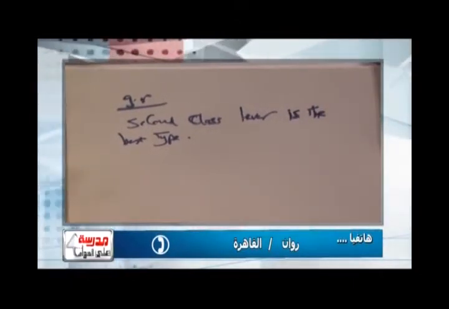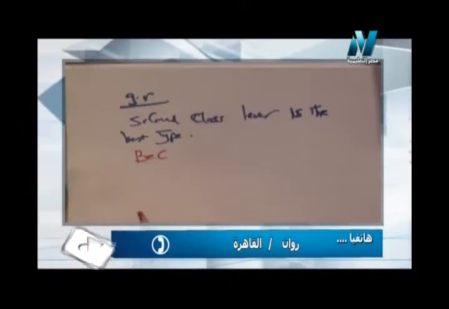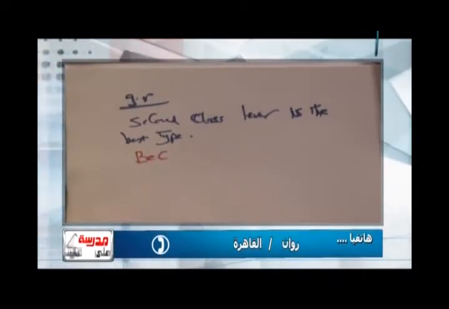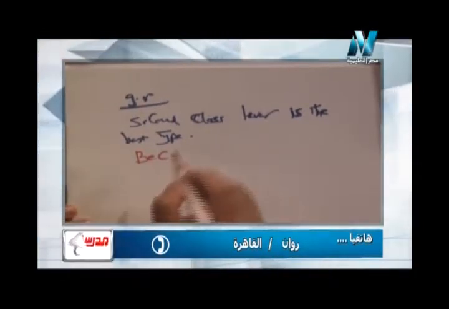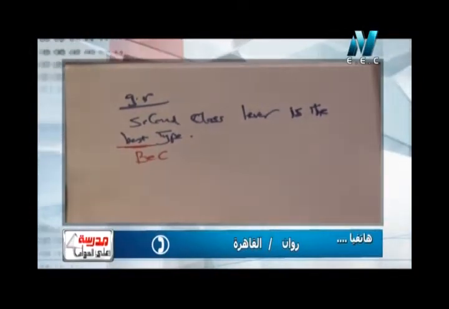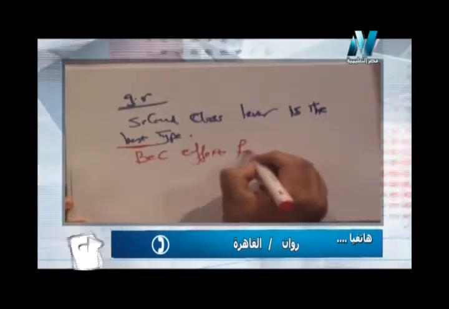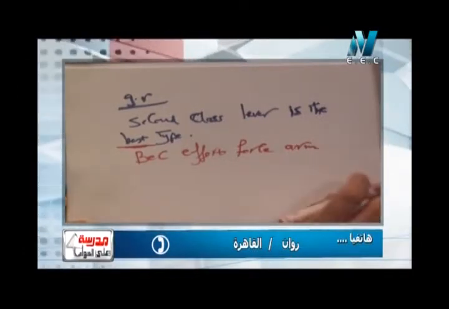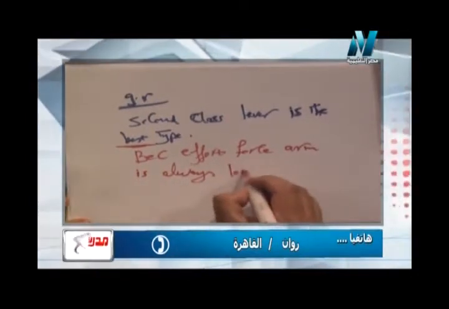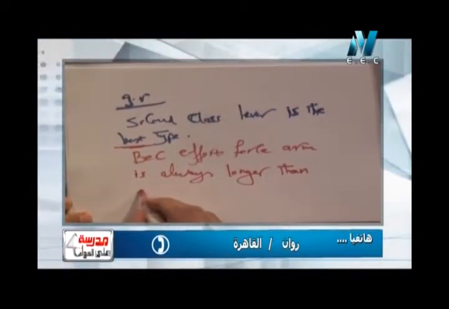Why? Because in second class lever we will find that effort force arm is longer than resistance arm. I have only one condition for all levers to save effort, to be the best, or to have a mechanical benefit. There is only one condition. What is that? Effort force arm is always longer than resistance arm.